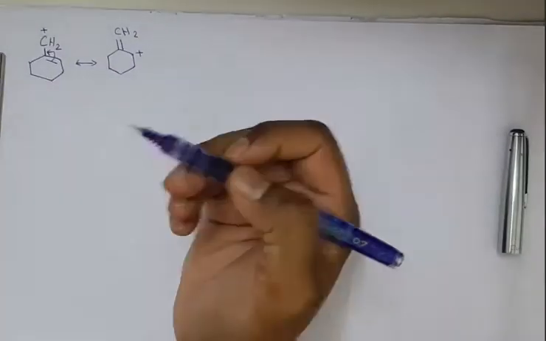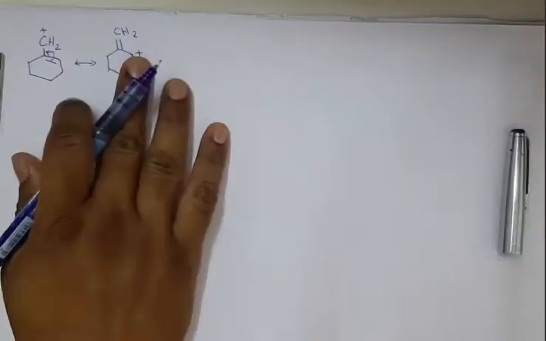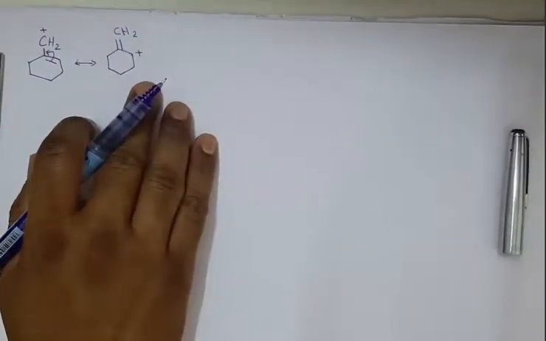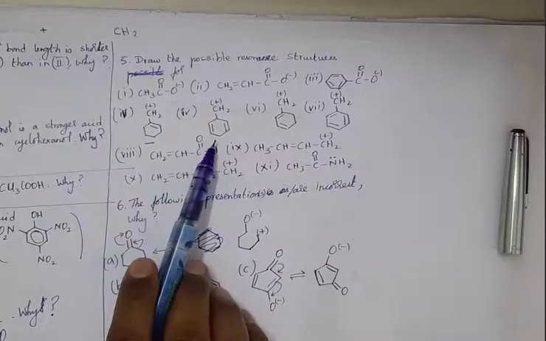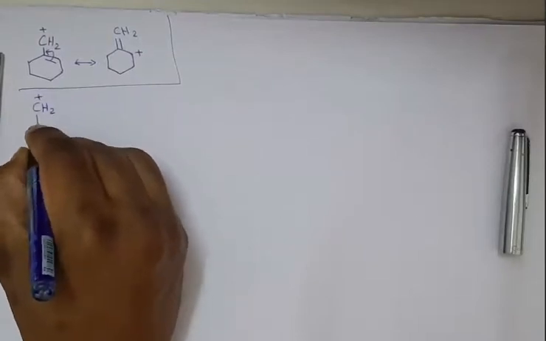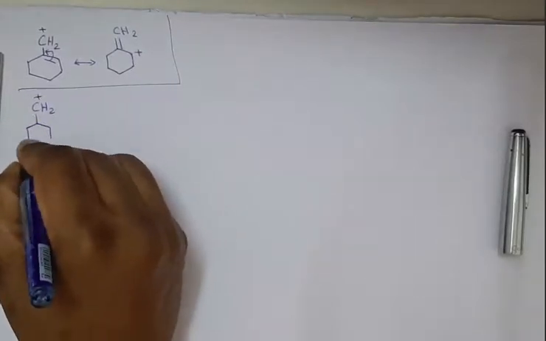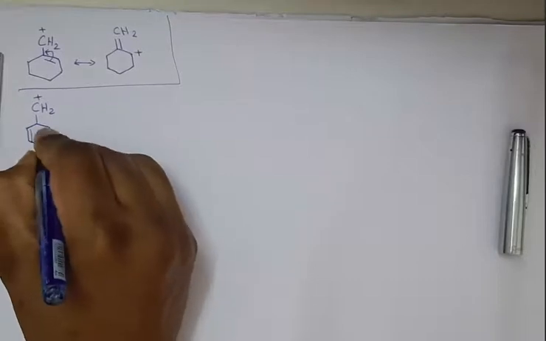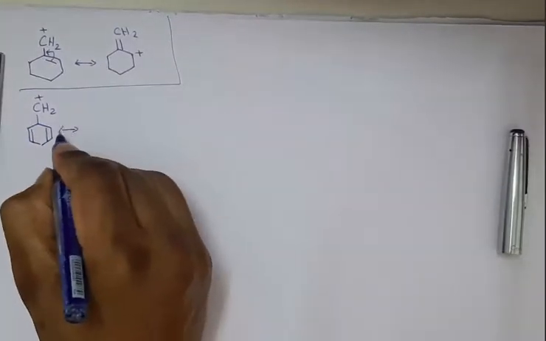Apart from this, no other important resonance structure is possible for this. Okay, so I'm going to draw that, CH2 plus. Okay, so can we draw a resonance structure?